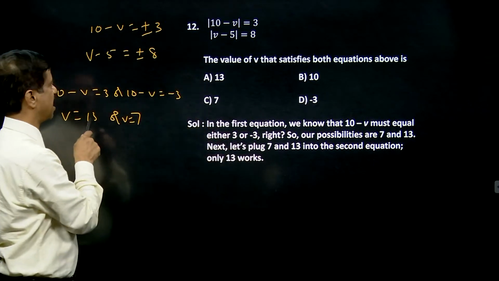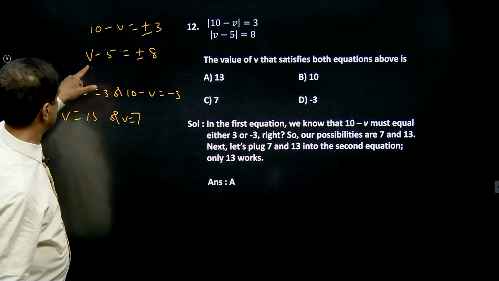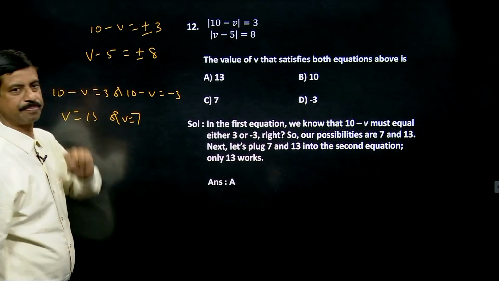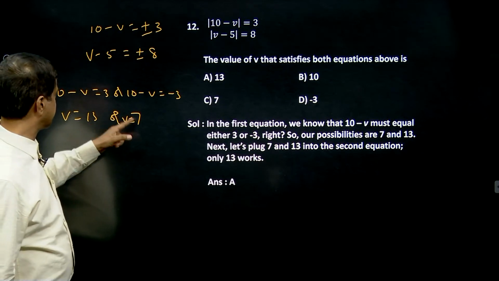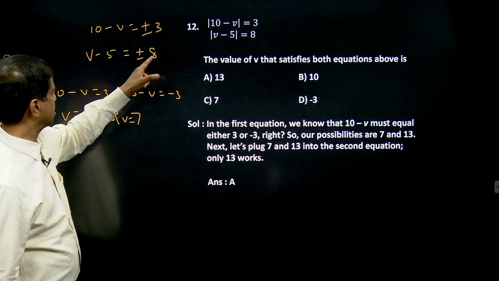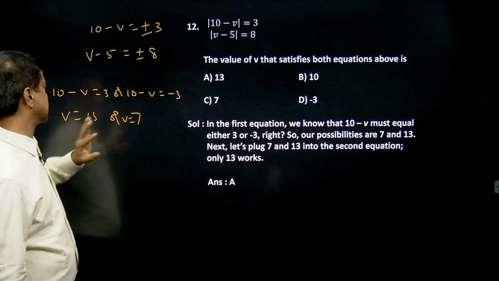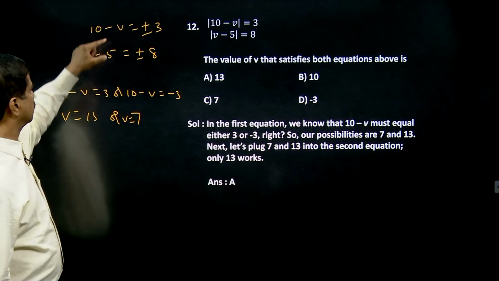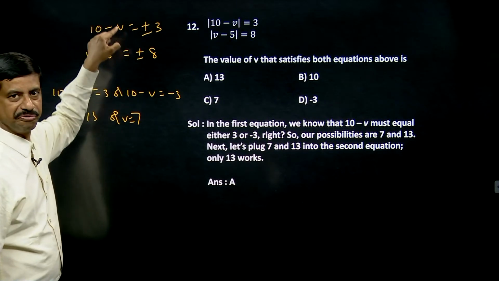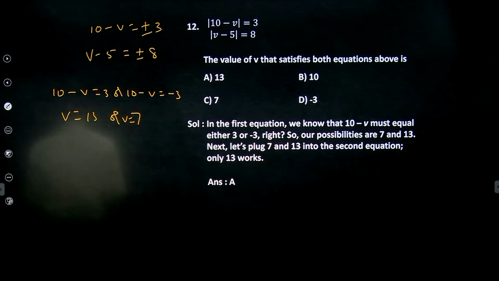So second case, if you substitute the values of v in the second one, v equal to 13, 13 minus 5 is 8. Next, 7 minus 5 equal to 2, not minus 8 or plus 8. So v equal to 13 satisfies both the equations. Right, children? Please note it fast.